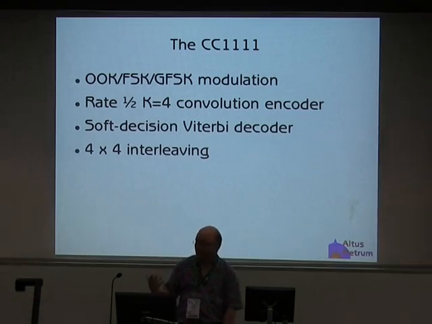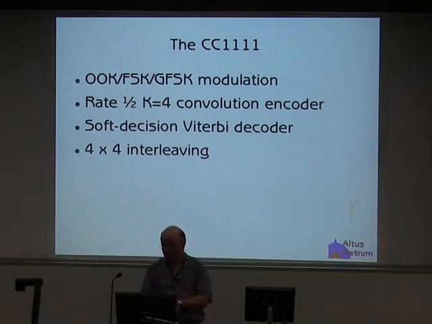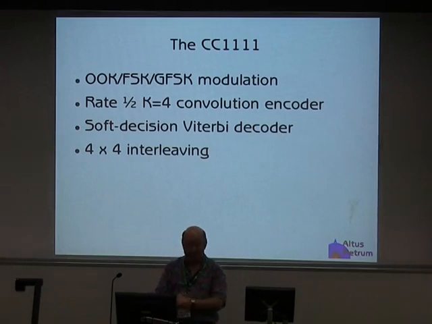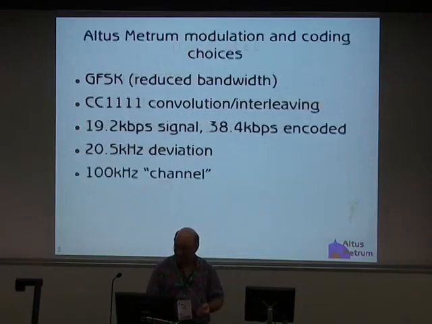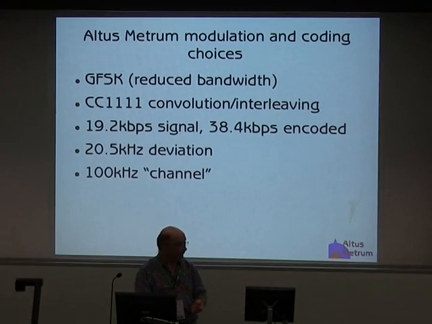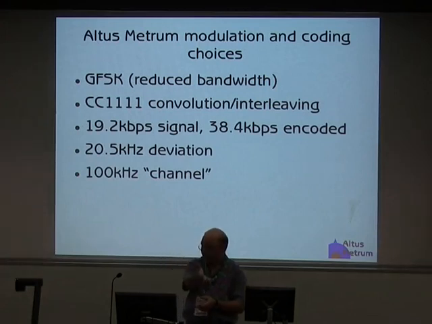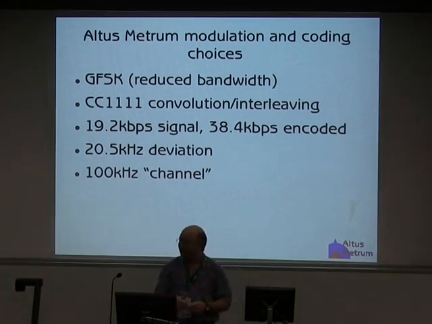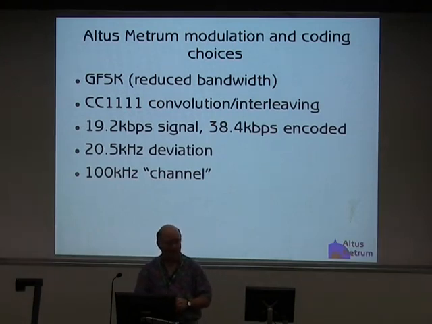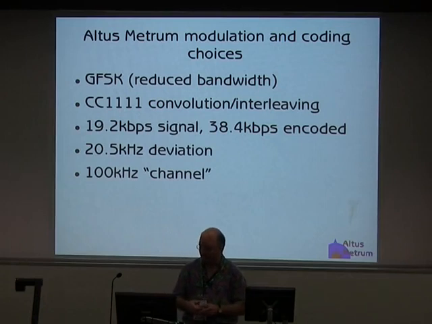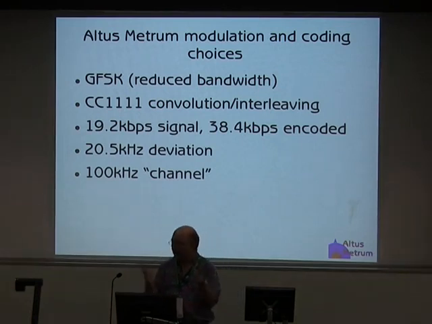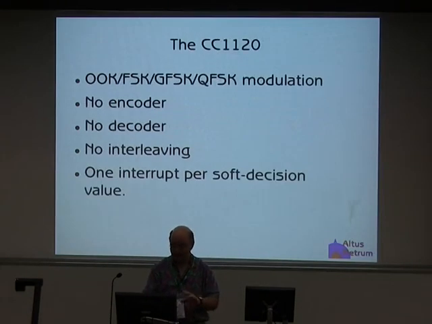BDL talked about this. It's a rate 1/2, K equals 4 convolution encoder with soft decision Viterbi decoding. It's exactly what we wanted. So of course, all that we did was choose that transceiver and then set some other parameters: the input symbol rate of 19.2 kilobits, the encoded rate of 38 kilobits, of course, it's a half-rate encoder, and 20 kilohertz deviation for about 100 kilohertz channel bandwidth. Nothing too magic there. The chip loved it.